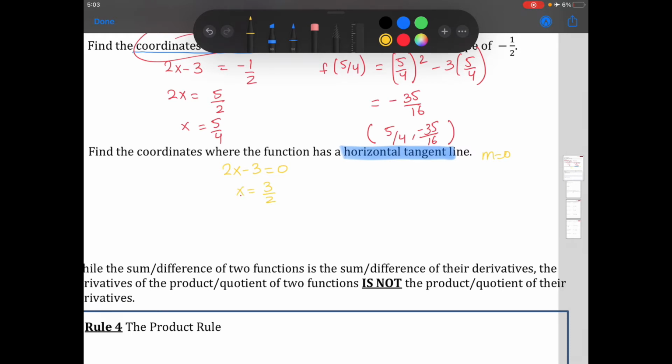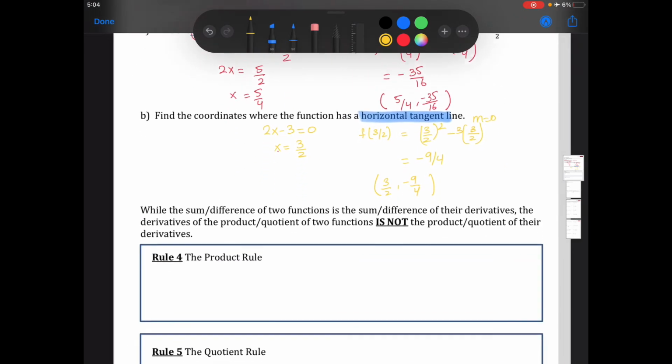So I want to find the point again. I'm going to substitute 3/2 into my original equation. So f of 3/2 is equal to (3/2) squared minus 3 times 3/2. So this would be 9/4 minus 9/2, which is negative 9/4, right? So I want to write my coordinates. It's 3/2 and negative 9/4. I hope you get these questions. If you have any questions, again, reach out to me, please.